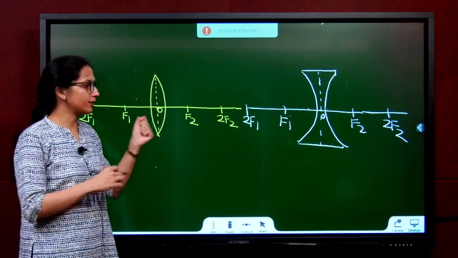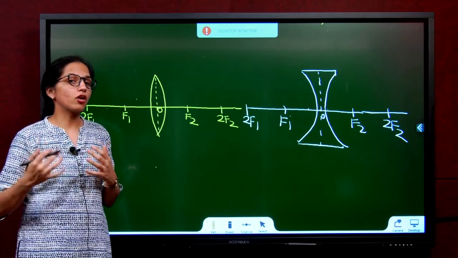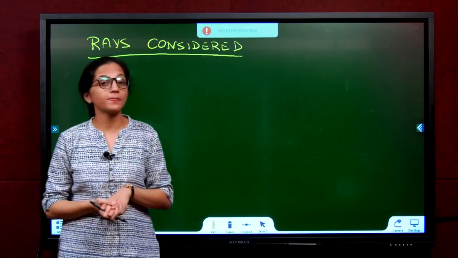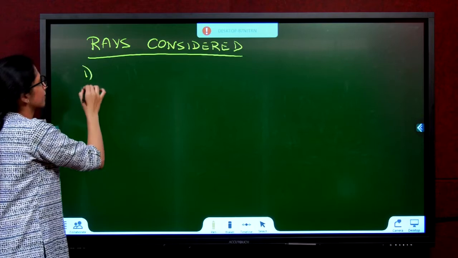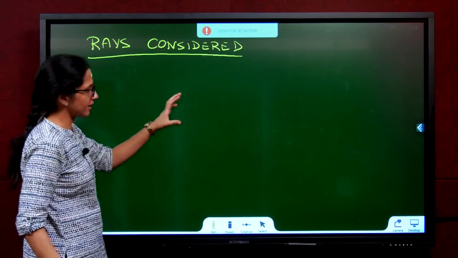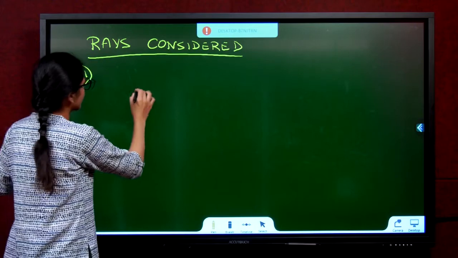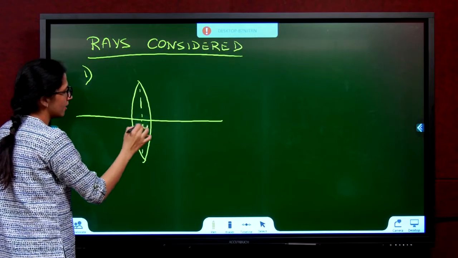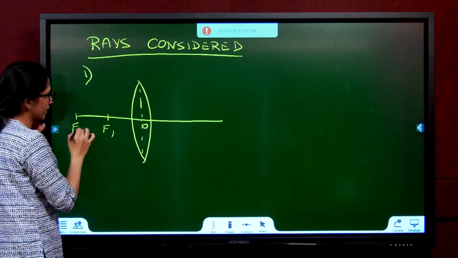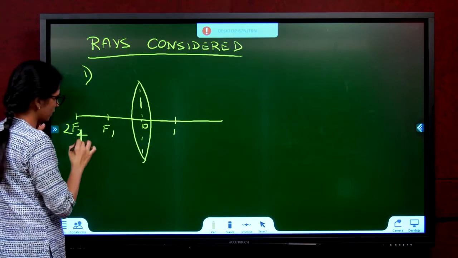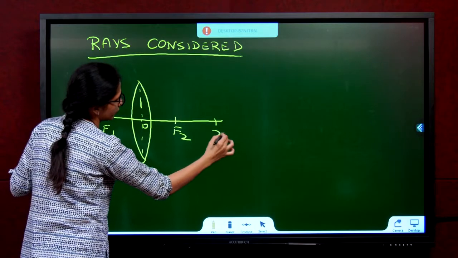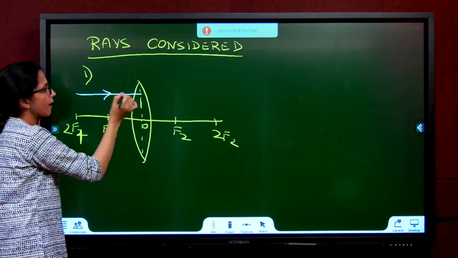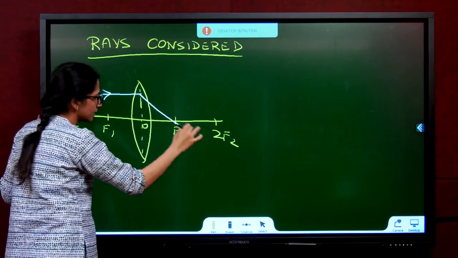I hope it's clear. I will directly draw it from now on and we'll be drawing all our cases. So now what are the different rays considered to draw your ray diagrams for spherical lenses? First, we already know that if there are parallel rays coming, they meet at focus. So the first ray we consider, draw a convex lens quickly. Please use a compass. I am doing it directly. O, F1, 2F1, F2, 2F2. So a ray coming parallel to the principal axis after refraction passes through the focus.